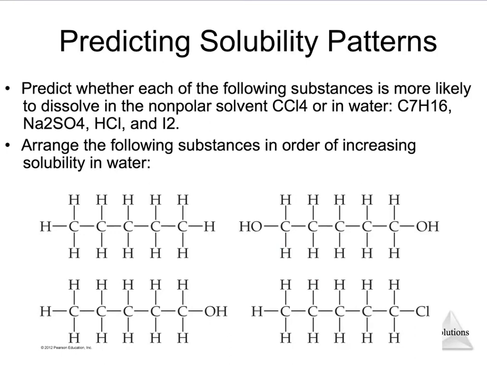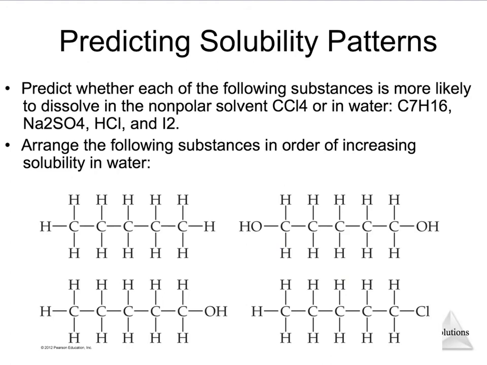Okay, so on the first question it says, predict whether each of the following substances is more likely to dissolve in the nonpolar solvent CCl4 or in water. So we have 4 different substances here. We have C7H16, we have Na2SO4, we have HCl, and we have I2. So we know that carbon tetrachloride would be our nonpolar. So remember, let's follow our rule that likes dissolve likes.